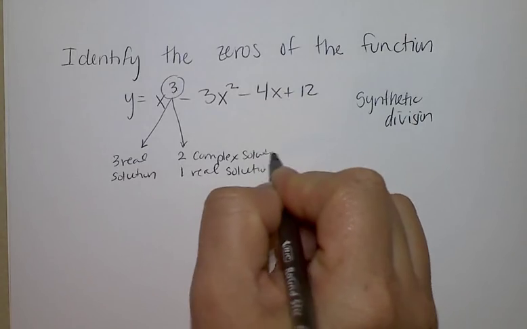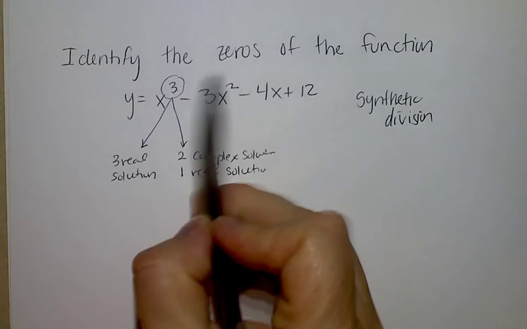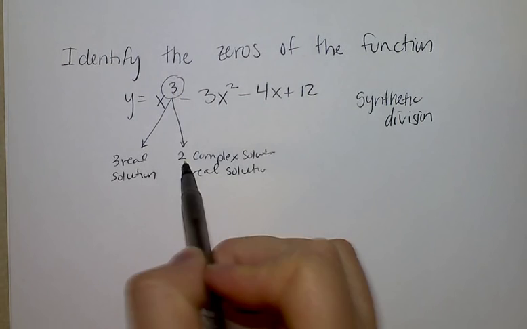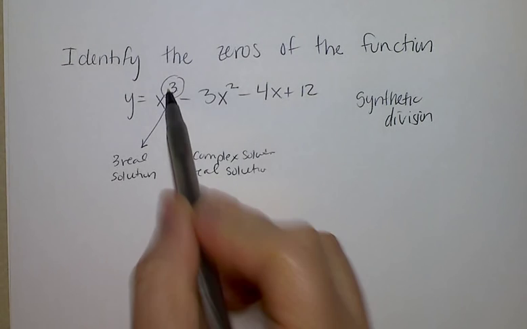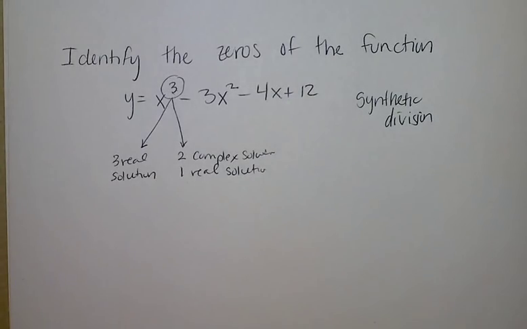And we say 2 complex because complex solutions come in pairs, like plus 2i and minus 2i. And how many pairs can I get out of 3? I can get 1 pair of 2. So that's why 2 complex. We need still to add up to 3 and there'd be 1 real. These are the possibilities. Right now I don't know which one it's going to be, but I'm going to determine that.